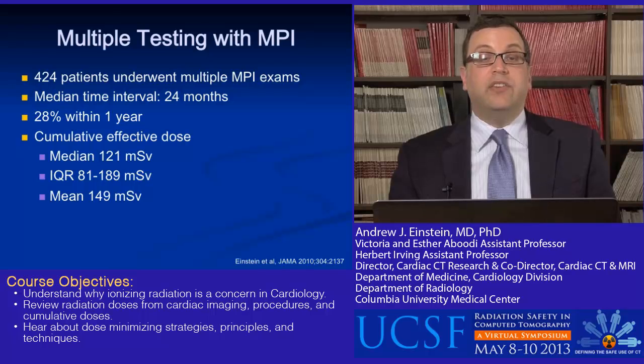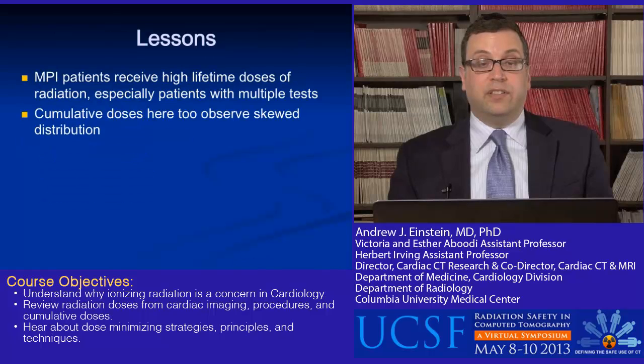Looking at patients undergoing multiple testing, we found that nearly 40% of patients underwent multiple myocardial perfusion imaging exams. The median time between these repeat tests was 24 months, but 28% of patients had 2 scans performed within a single year. Of these patients undergoing multiple testing, their cumulative effective dose had a median of 121 millisieverts and a mean of 150 millisieverts. So what lessons do we learn from this?